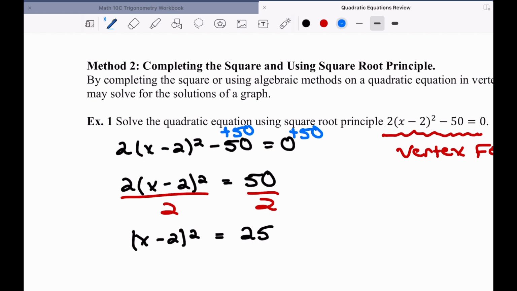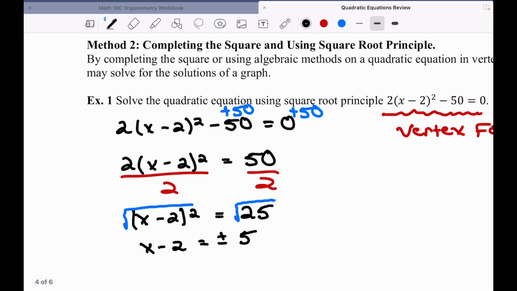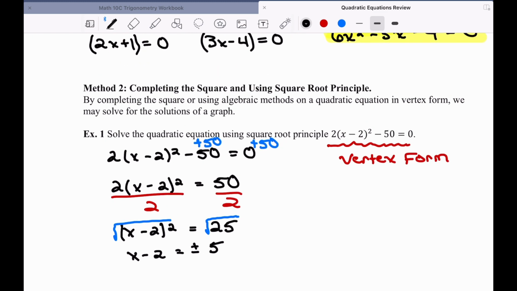Now I can square root to get rid of the squared on the left-hand term. I get left with x minus 2 is equal to plus or minus, because if we square root when we're solving for these roots here, we have to add a plus or minus. And what is the square root of 25? That's going to be equal to 5. So we have x minus 2 is equal to plus or minus 5. Now this is where we have to separate it into two cases.